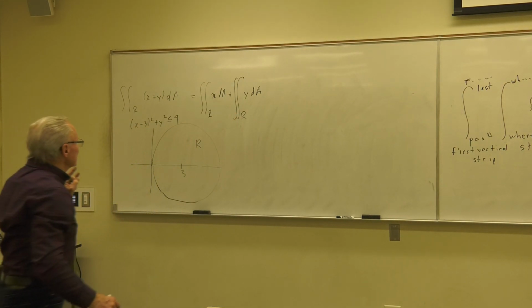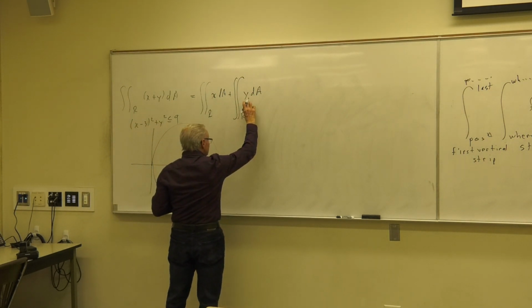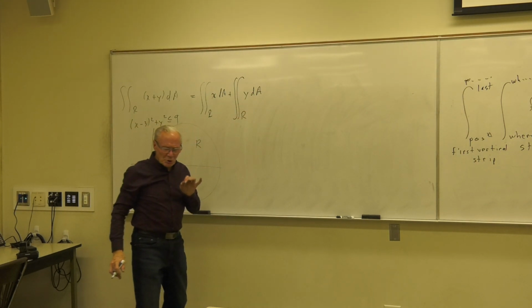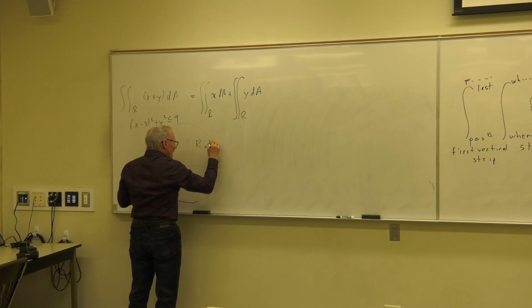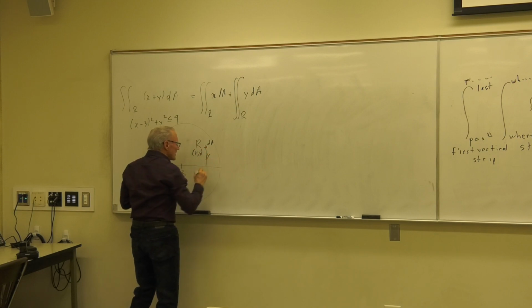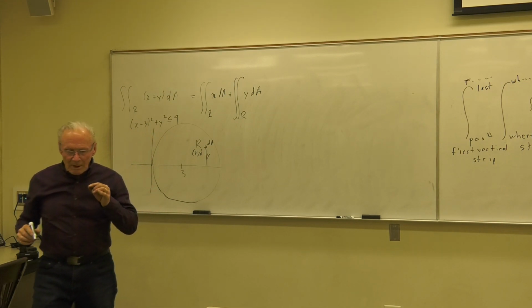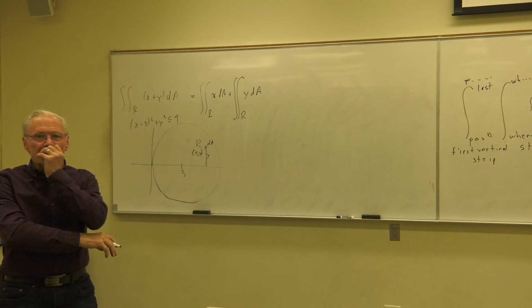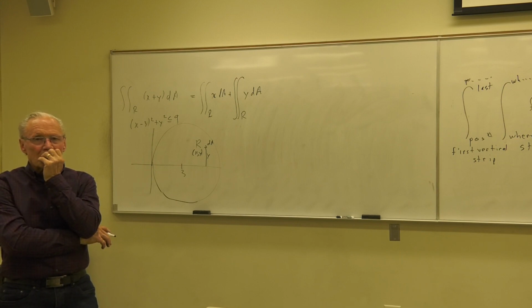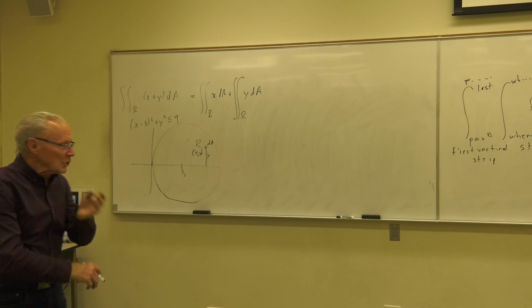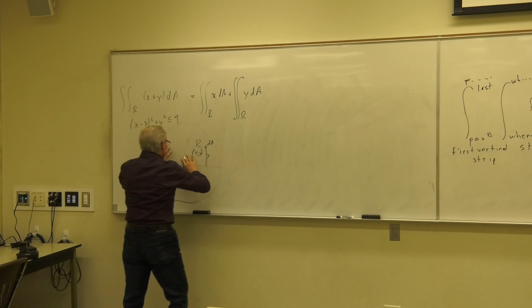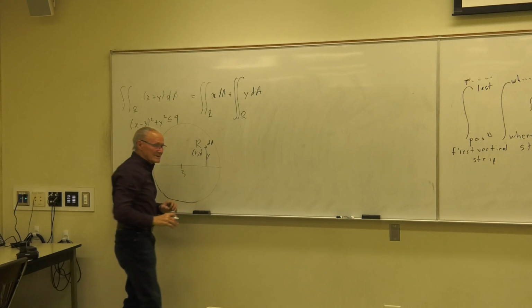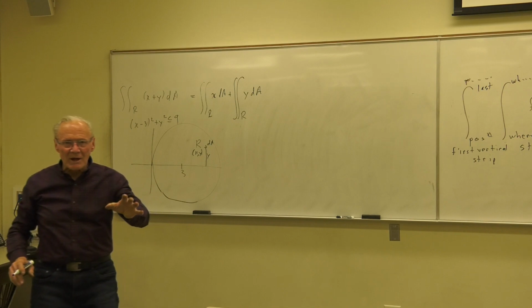Now, let's think about this one first. I can actually interpret that. You're taking a little piece of area at position x and y, and you're multiplying by y. There's the y. What does that represent? That's first moment. You could think of this as being the first moment of this circle around the x-axis. All right? Put that aside for a second.